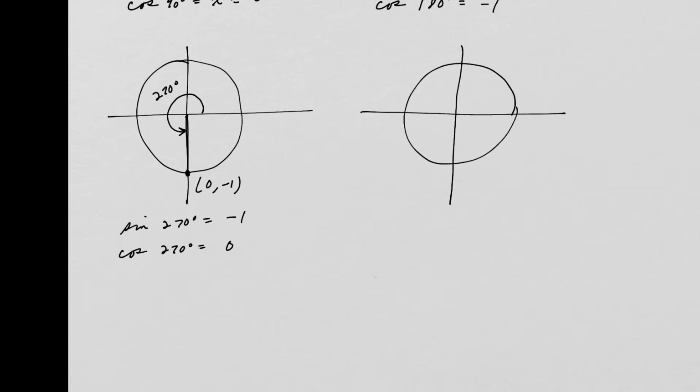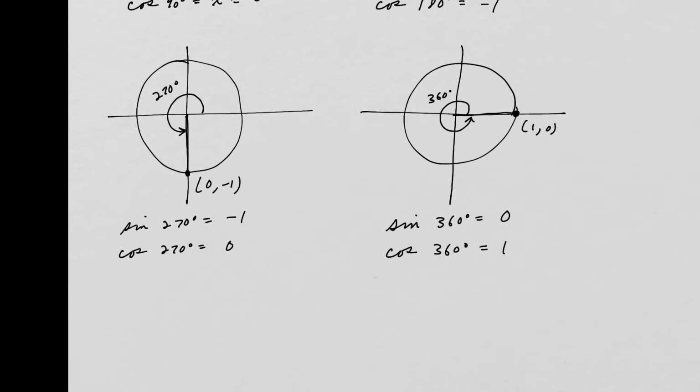So here's my circle. 360 is all the way around once, right? So this is 360 degrees. So this point right here has the coordinates (1, 0). So that means sine of 360 is equal to 0, right? That's y. And cosine of 360 is equal to 1.